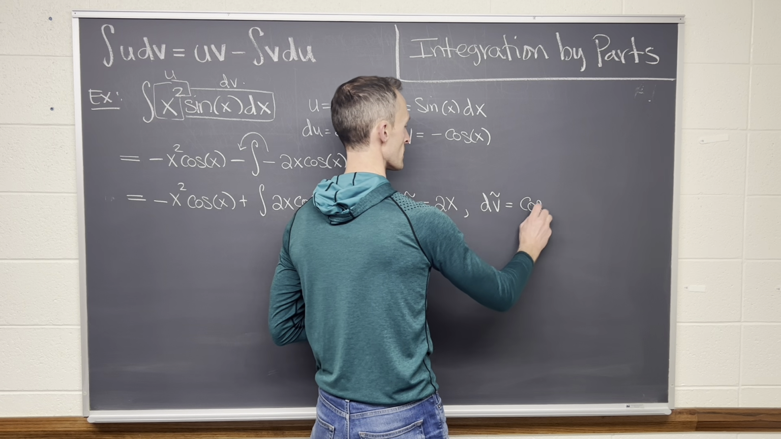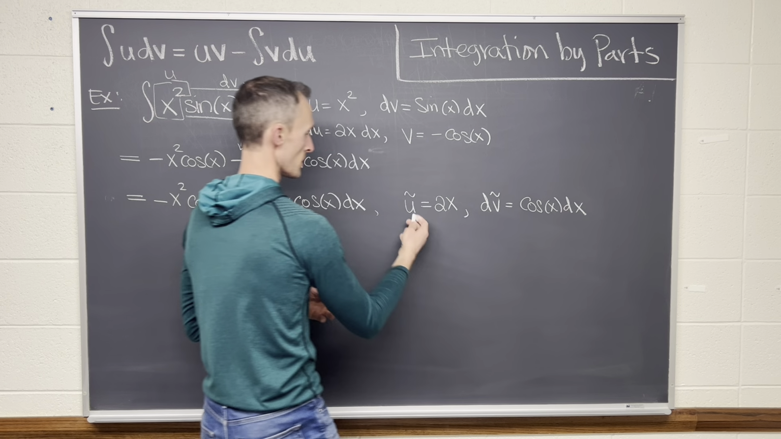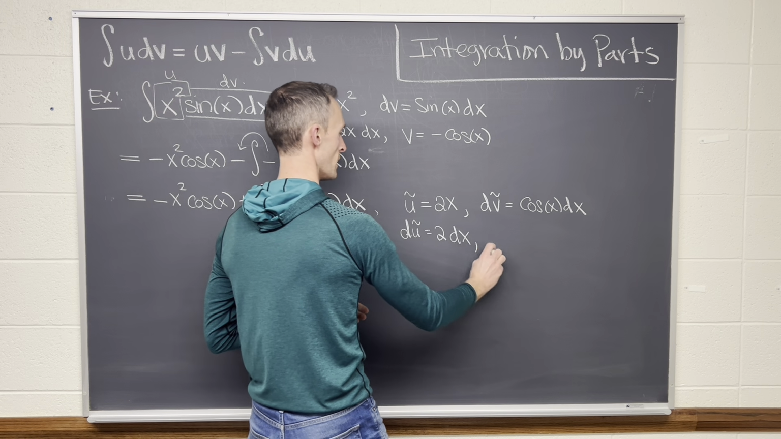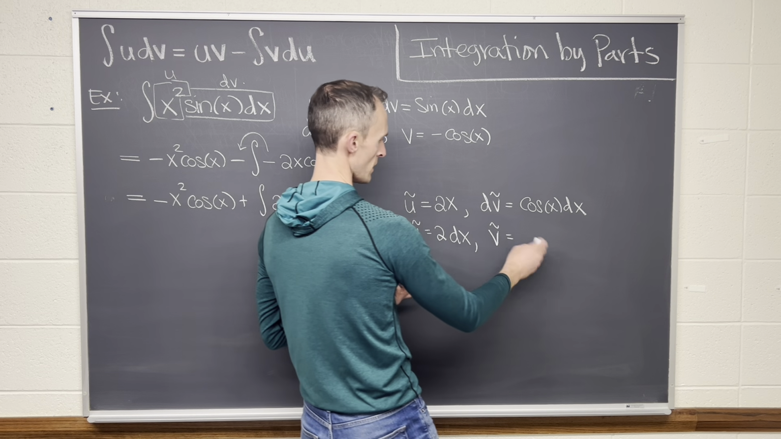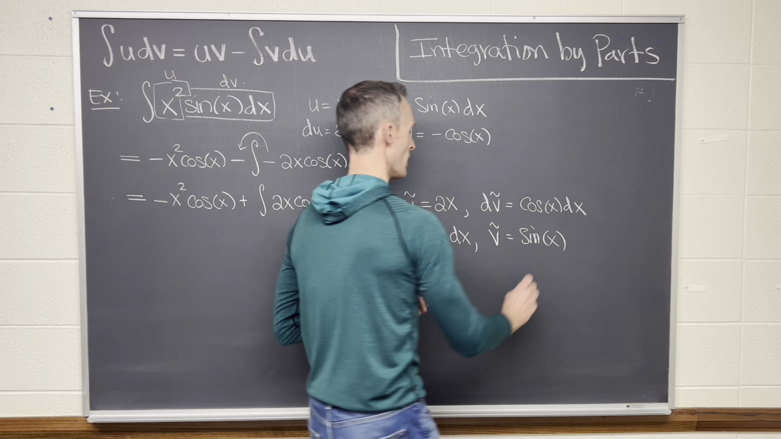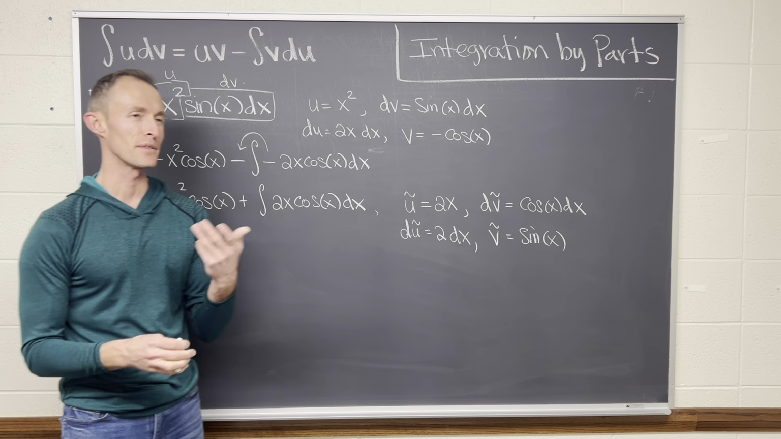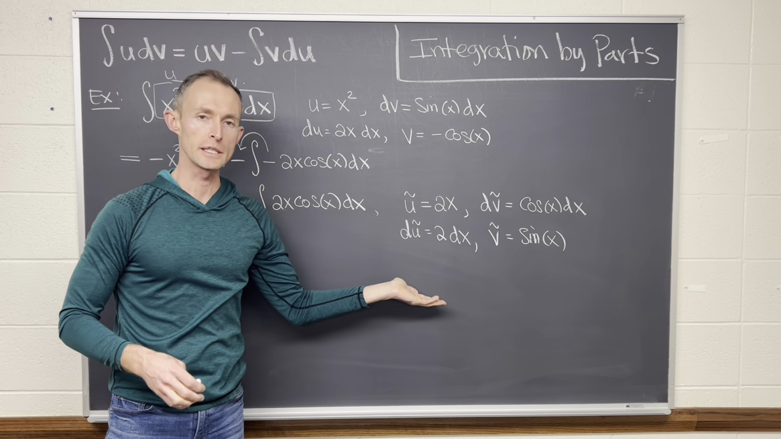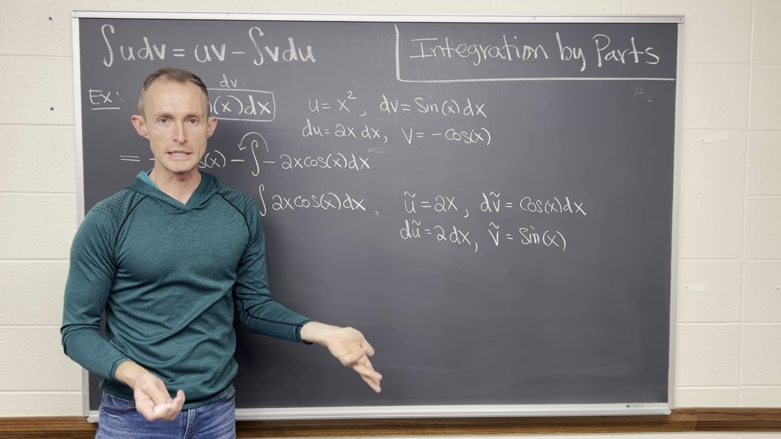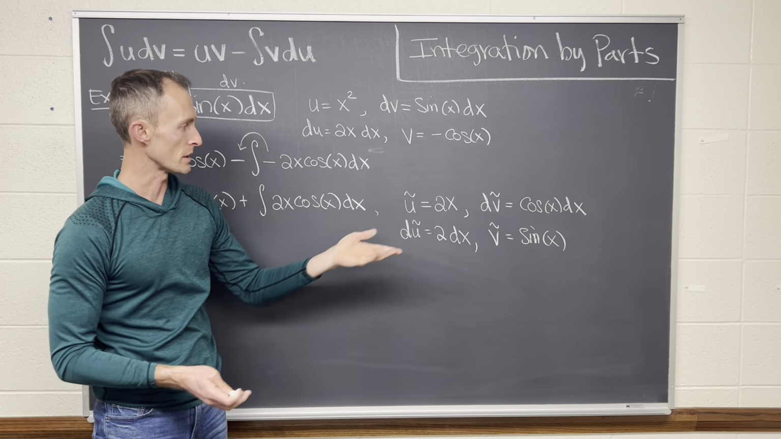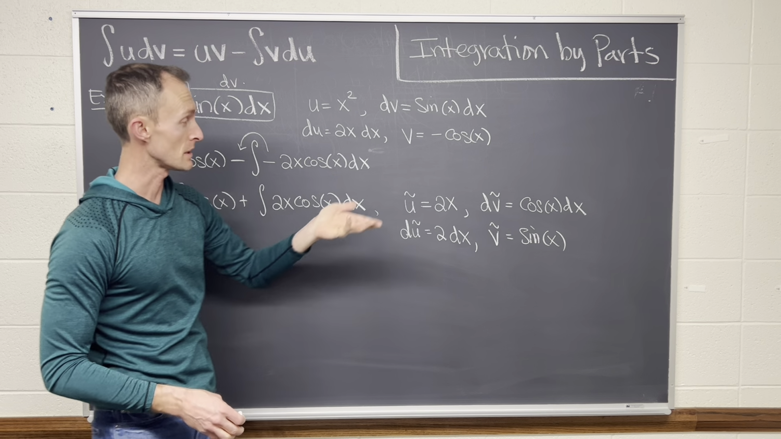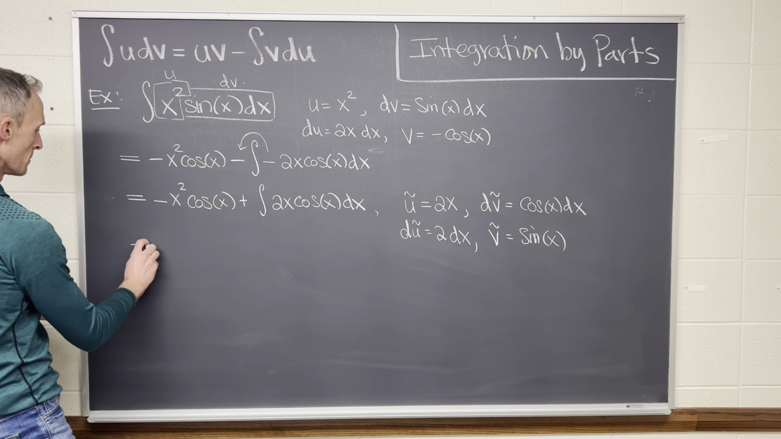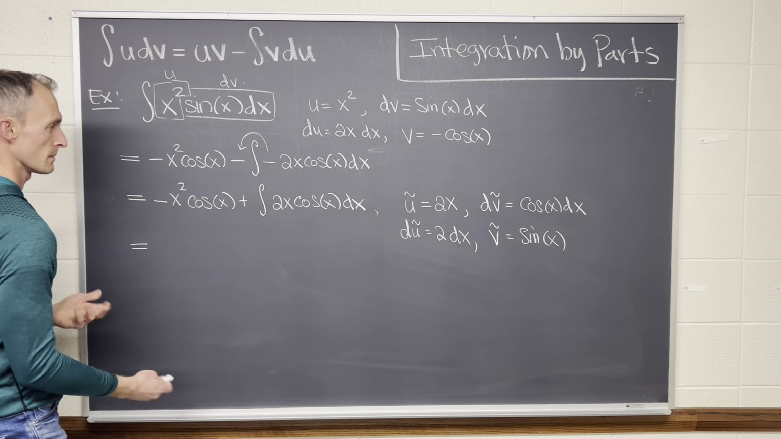So this is cosine x dx. Then what would du tilde be? That's just 2 dx. And then v tilde would be what? This is just sine x. Again, why am I using tildes in this case? Well, it's imprecise to say in a previous step u and dv equal this, and then literally in the next step say u and dv equal something different. That's bad practice. You want to use different variables for different steps. It's not the end of the world if you do it, but it's better to use a different notation for it.